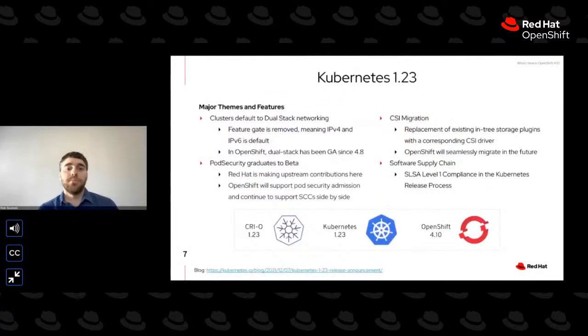As you know, we ship a new version of Kubernetes with every OpenShift release, and we're shipping 1.23 today. There's a cool set of new features that we're going to pick up. Clusters are going to default to dual stack networking. This is a feature gate that was there upstream. It's now being removed, so it's on by default. This has actually been GA in OpenShift for a few versions now, since 4.8, so no change for us there.